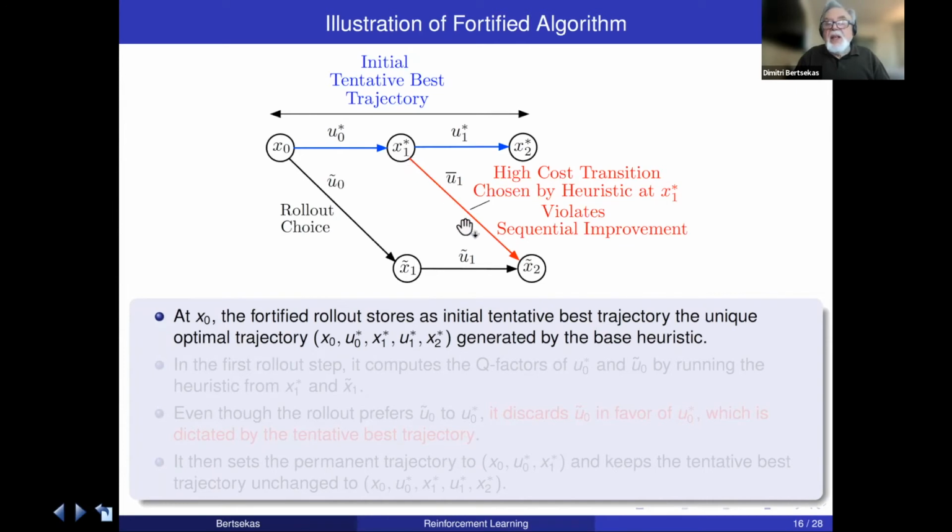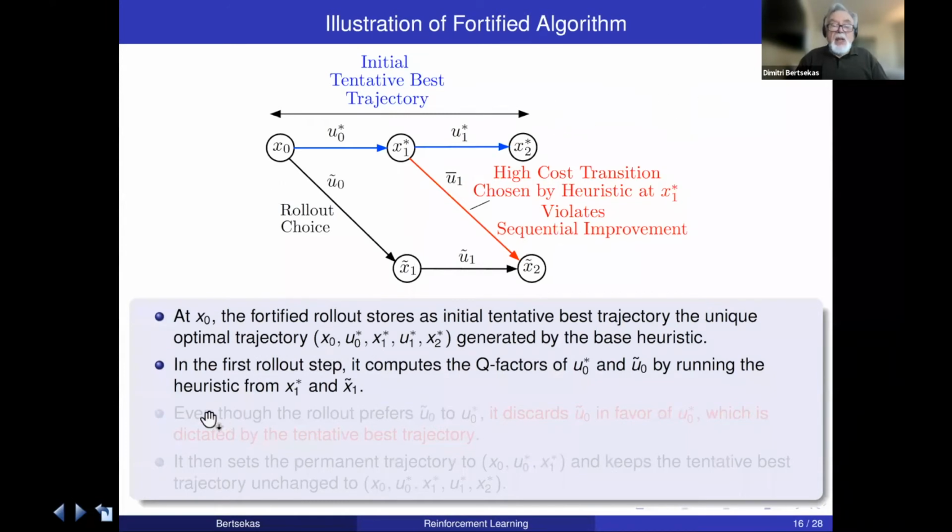Now, the base heuristic violates sequential improvement and follows this red branch. And so it calculates this Q factor, and both of them give you trajectories that are worse than the tentative best. So the choice, which would be the wrong choice of the rollout algorithm, is rejected in favor of maintaining the tentative best trajectory. So that's what these bullets say.